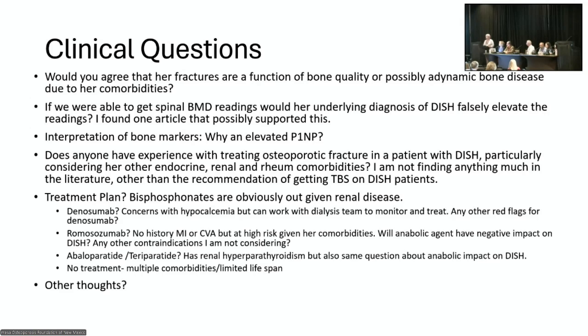Interestingly, in multiple observational studies, the existence of DISH is associated with type 2 diabetes, which was interesting to see. I don't know why.